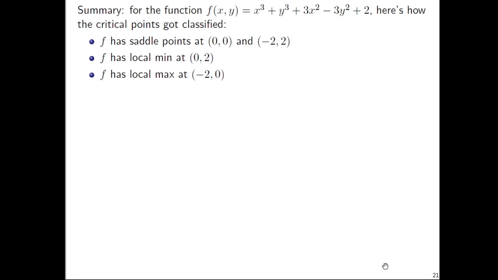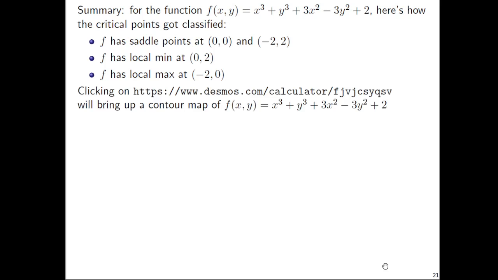So that's our summary so far, right? For this function, there are 2 saddle points, at (0, 0) and at (-2, 2). There's a local min at (0, 2) and a local max at (-2, 0). So let's take a look at a contour map and see all of these features.